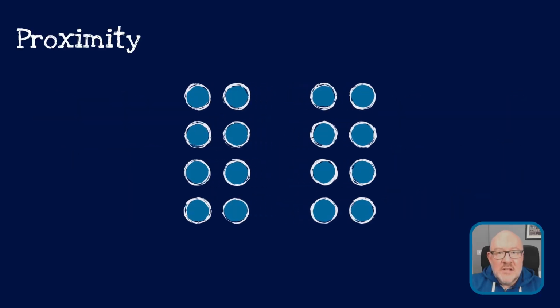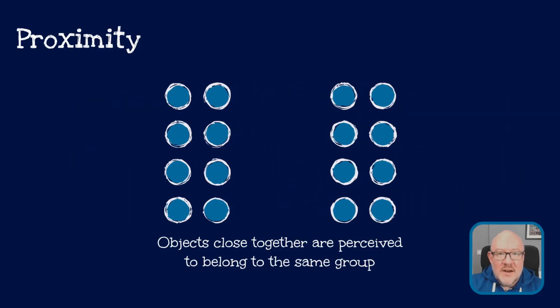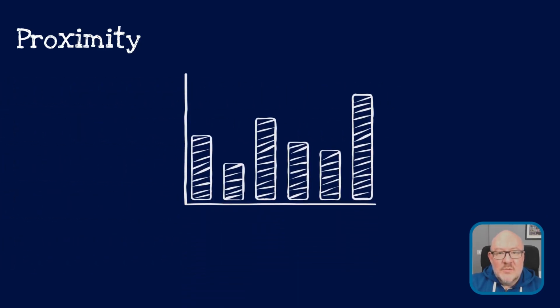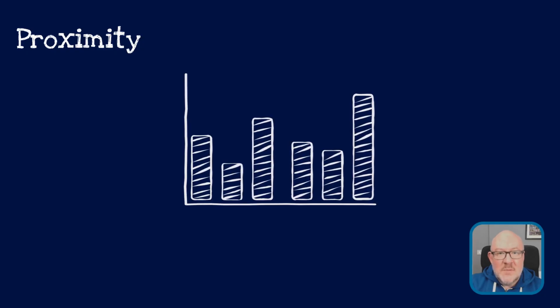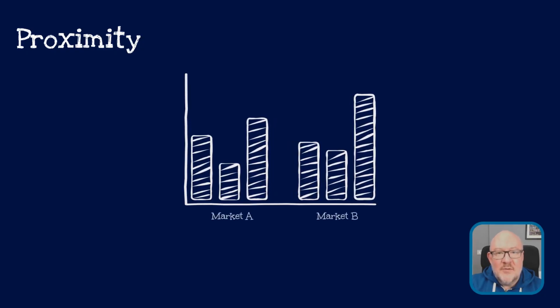The first principle is proximity, whereby objects near each other will be perceived to belong together. Take, for example, a column chart with two groups of data on it. Add some space between the groups so that even before the viewer has seen the subtitles, they'll know that they're dealing with two sets of data.